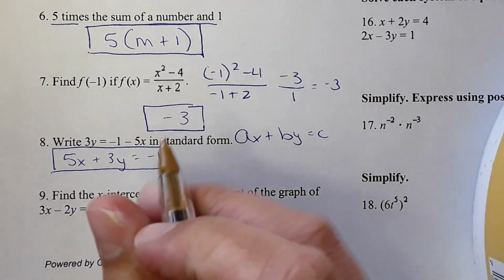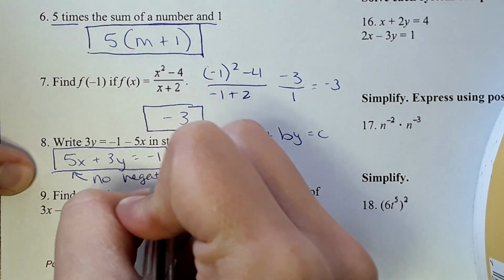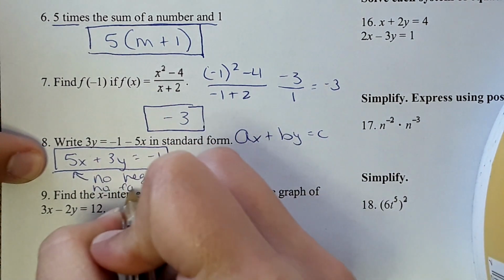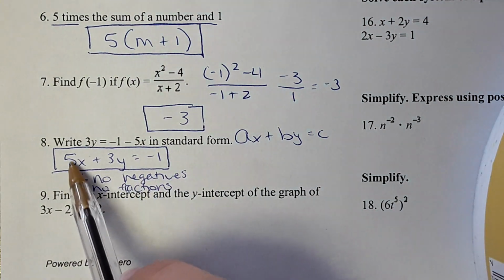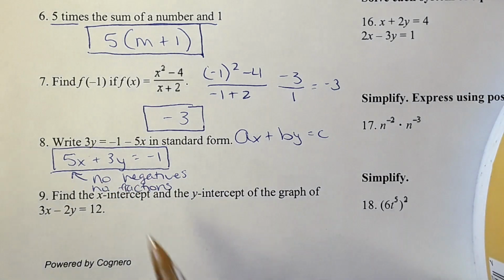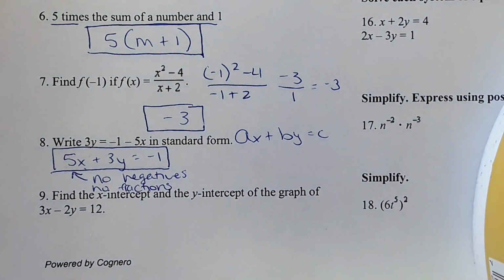Something to also take note: no negatives in that beginning coefficient, and no fractions. So if it had a negative number there, you would multiply everything by negative 1. Or if it had a fraction, like 1/3 x, you could just multiply everything by 3 to get a whole number.